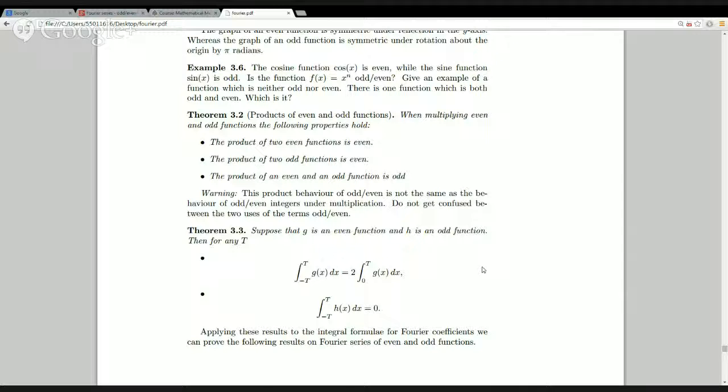So if we consider this integral, integrating from minus t to t of h of x dx, well, what can we do? Ultimately I want to show that this is 0.